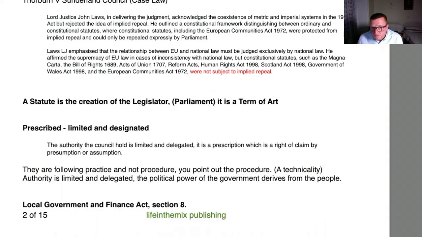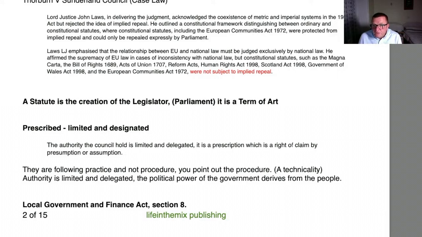What is a statute? Well, a statute is the creation of the legislature, which is the Parliament. And it is a term of art. That's what it is. These councils, and even the government, their authority is prescribed, okay? Which means it's limited and designated. So it's specific, but it's also limited. Now, it says the authority the council hold is limited and delegated. It is a prescription, which is a right of claim by presumption or assumption. So the term prescription or prescribed is a right of claim by presumption or assumption.